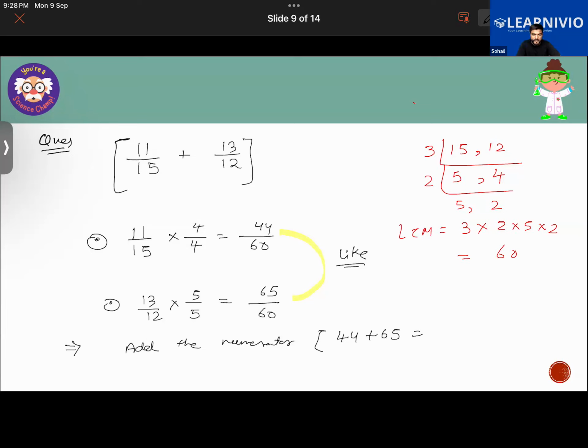You have to add 11? No, you have to add the new numerators. New numerators are 44 and 65. These are the new numerators. So add 44 and 65. That will be 109 here. And the denominator will be retained. Denominator will be the same. So it would be 109 by 60. Exactly. Are you getting it, both of you?